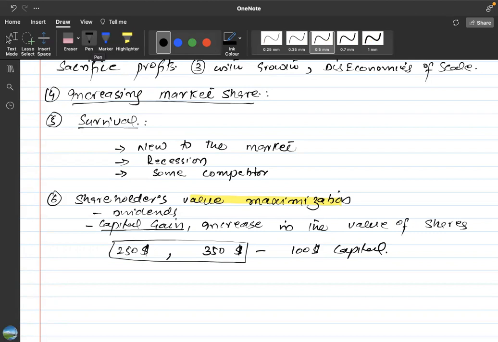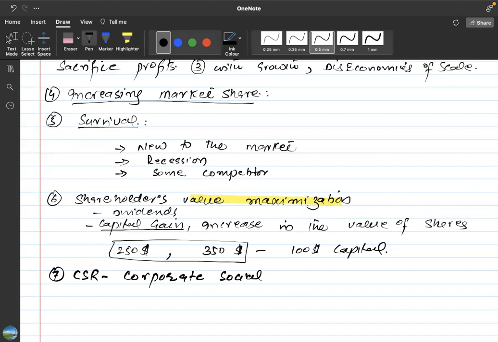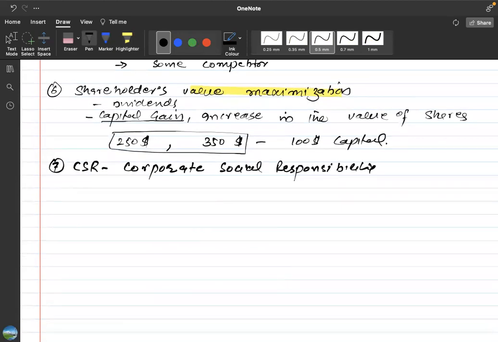Another objective of the business that has become very important in today's environment is called CSR, corporate social responsibility. Most of the questions that are tested from us from this chapter are from the corporate social responsibility. And this is equally important for A22. Let's define the concept of corporate social responsibility, and then we'll go into the details of that in a separate lecture.